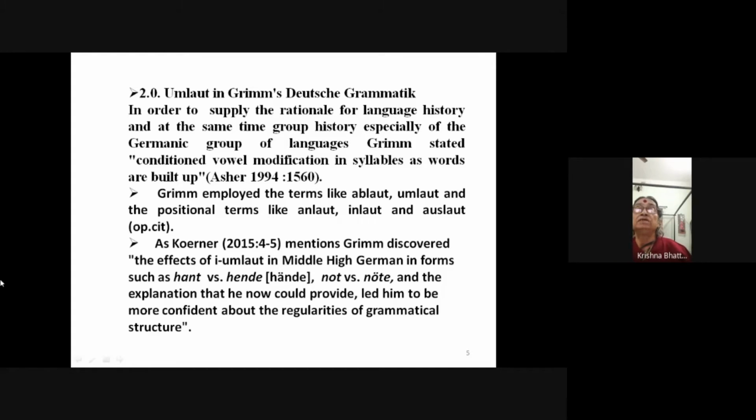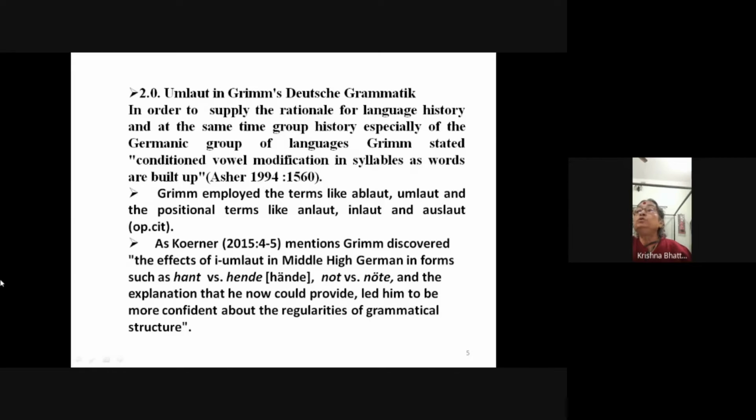Then umlaut, which I am now discussing, and the positional terms: anlaut refers to the initial position of a sound in a word or syllable, inlaut to the middle position, and auslaut to the final position. As Koerner mentions, Grimm discovered the effects of umlaut in Middle High German in forms such as Hand versus Hände, and the explanation that he now could provide led him to be more confident about the regularities of grammatical structure.